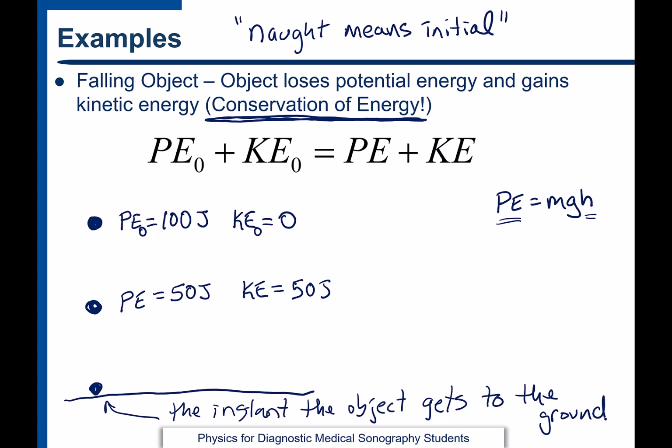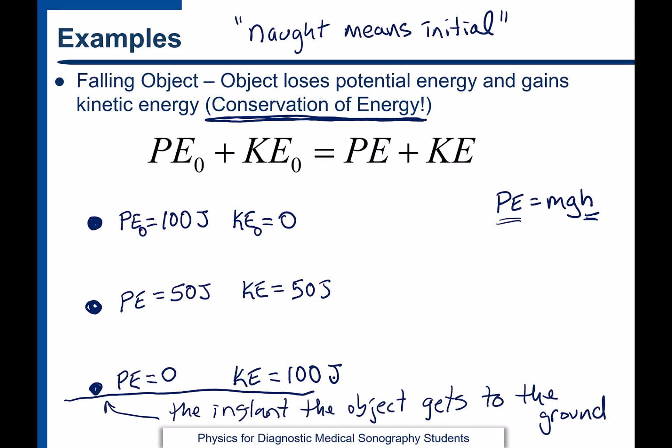So just as it gets to the ground, you'll notice now h would be 0, so it no longer has any potential energy. So therefore, where must all the energy be? It's got to be all in kinetic energy. And that should make sense to you because you know that that object is going to be moving its absolute fastest right as it gets to the ground. So that's kind of a conceptual way to look at this.